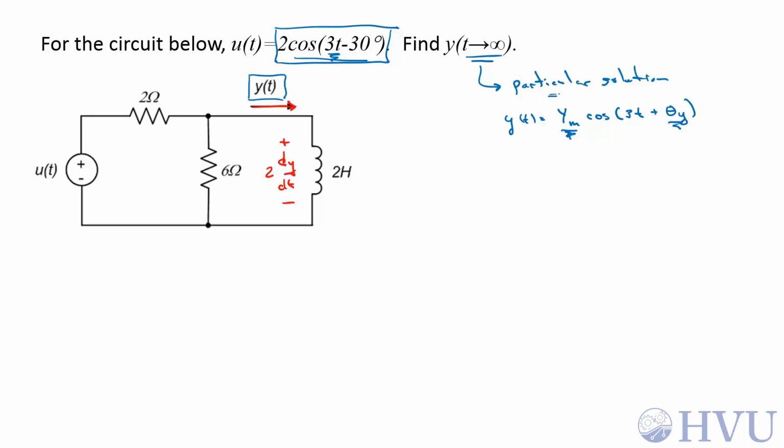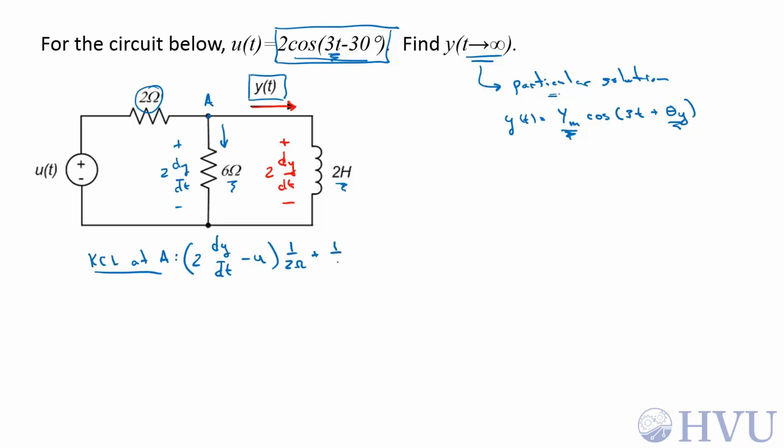I just have to rely now on KVL, KCL, and Ohm's law. The 6 ohm resistor and the inductor are in parallel, so this voltage is also 2 dy by dt. Now if I define this as node A and do KCL there, V sub A, which is 2 dy dt, minus u, divided by the 2 ohm resistance, plus the current through the 6 ohm resistor, which is 1 over 6 ohms times its voltage, which is 2 dy by dt, plus the current through the inductor, which is just y, sum up to 0.